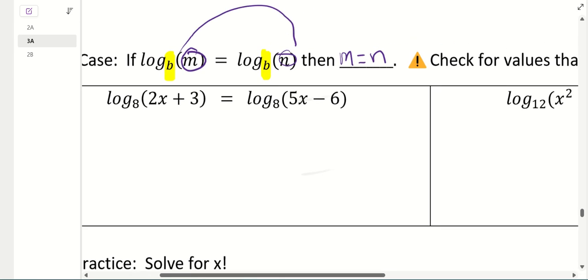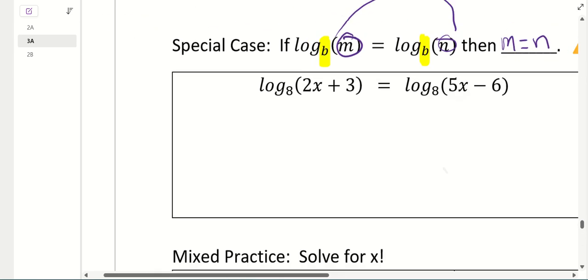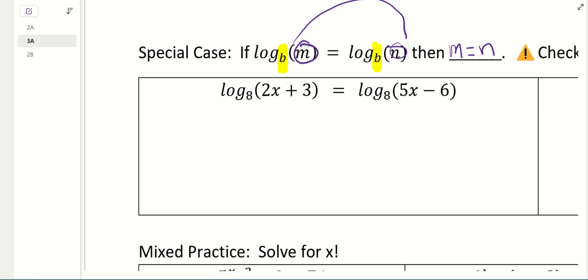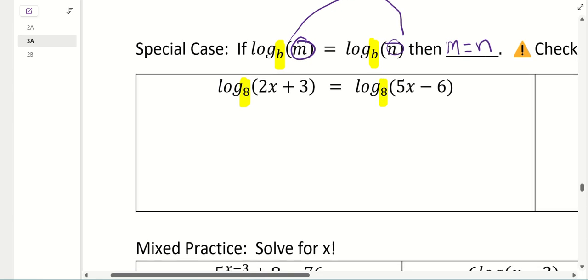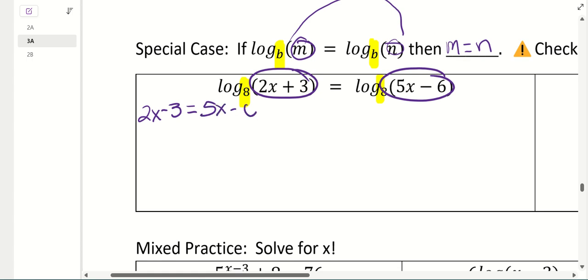For this example right here, we want to notice that these bases are the same. That means the insides have to be the same. So we can say 2x minus 3 is equal to 5x minus 6.